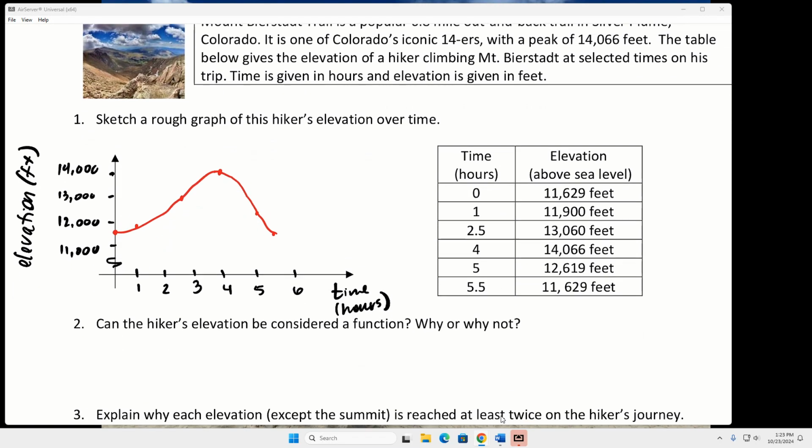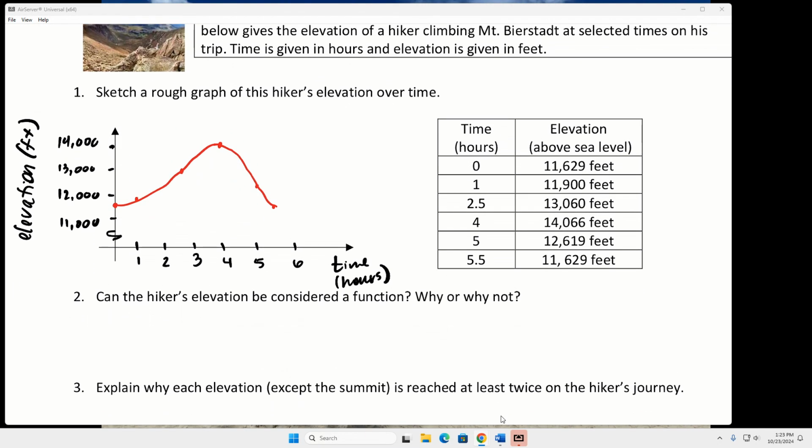All right, and then can the hiker's elevation be considered a function? So for something to be considered a function, each input has exactly one output. So you can only be at one elevation at a certain time, right? You can't be at two places at once. So we would say yes.